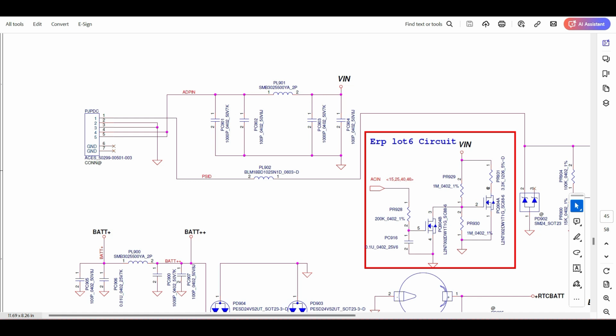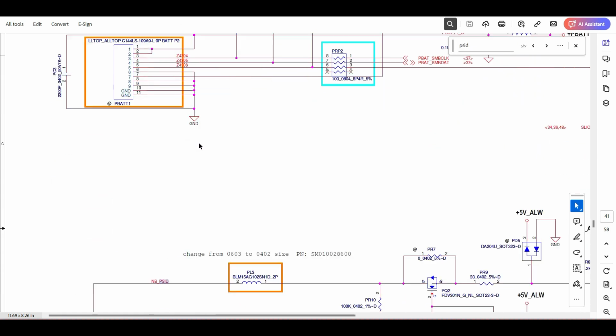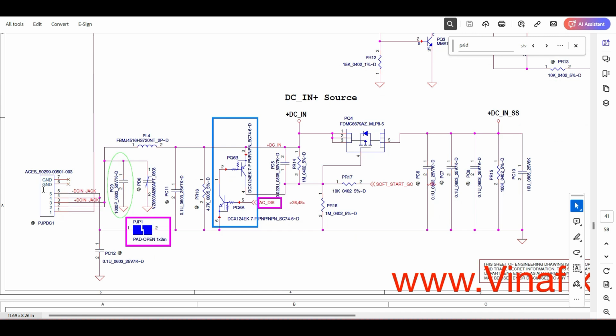And what about the Latitude series? In Latitude series, it's the same thing. The DC jack will be the same one, right? Pin number 1 is PSID, and 2 and 3 are ground. See here, just a minute: 1 is PSID, 2 and 3 are positive here, okay, and 4 and 5 are ground. This is a little bit of difference here.